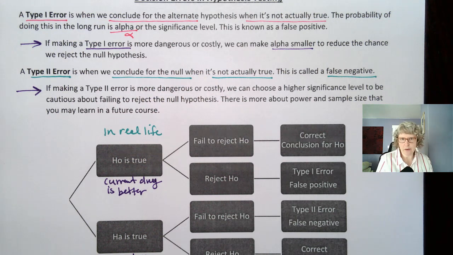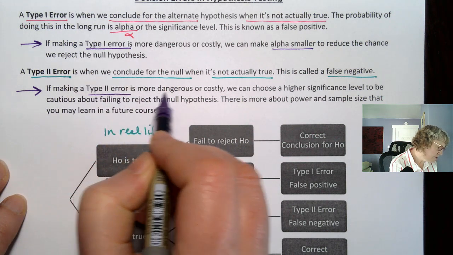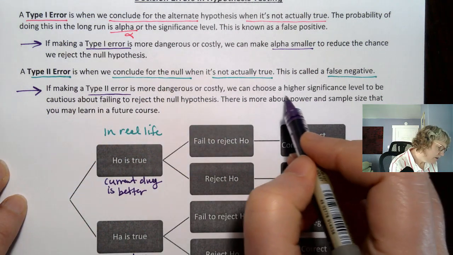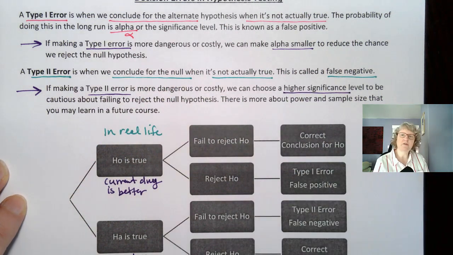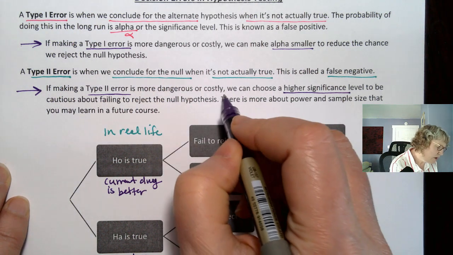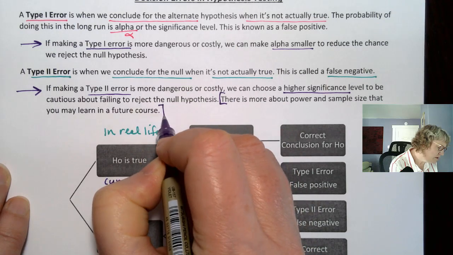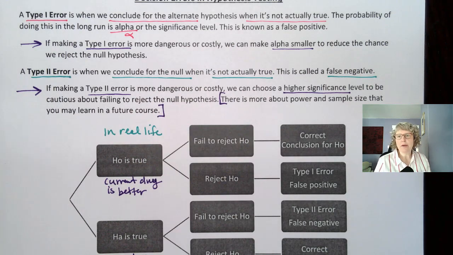But then we have to balance that with the type 2 error, right? So if making a type 2 error is more dangerous or costly, we could choose a higher significance level. And then we would be more cautious about failing to reject the null, okay? So there's other things as well that go beyond the scope of this class. There's more about power, and that has to do with sample size, so the power of a test. So if you'd like to know more, take another stats class, and there's a lot more fun stuff to do.